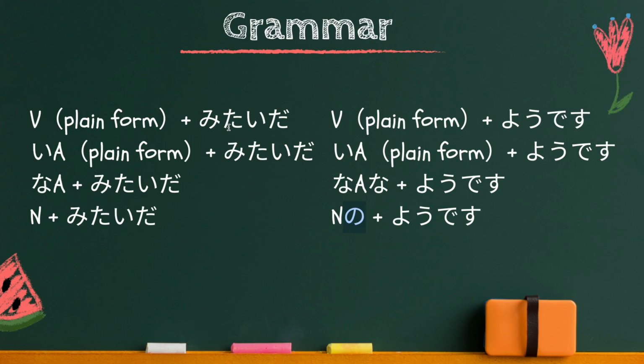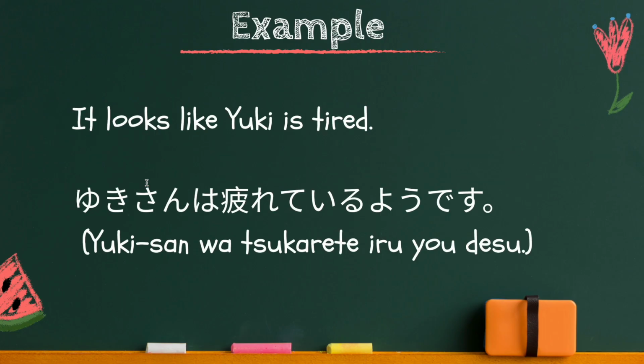When you use みたいだ, this is the grammar format. You can use plain form verbs and I-adjectives, and then add みたいだ or みたいです. When you use na-adjectives, unlike this ようです, you don't need to have な before みたい. Same goes for nouns. You don't need anything before みたい. So when you use みたいだ, it's more simple. I will show you two more examples.